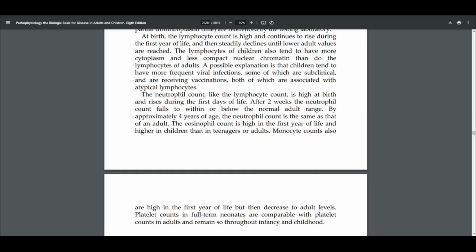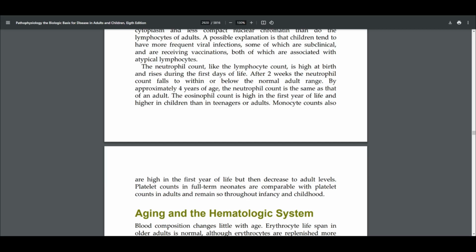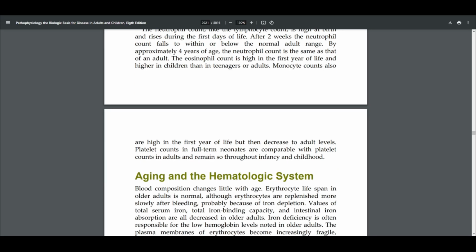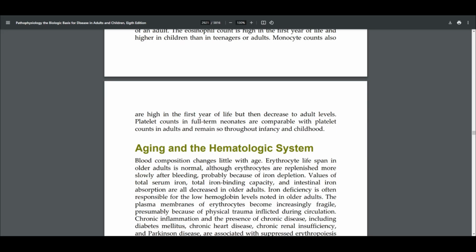The neutrophil count, like the lymphocyte count, is high at birth and rises during the first days of life. After 2 weeks, the neutrophil count falls to within or below the normal adult range. By age 4, the neutrophil count is the same as that of an adult. The eosinophil count is high in the first year of life and higher in children than in teenagers or adults. Monocyte counts also are high in the first year of life, but then decrease to adult levels. Platelet counts in full-term neonates are comparable with platelet counts in adults and remain so throughout infancy and childhood.